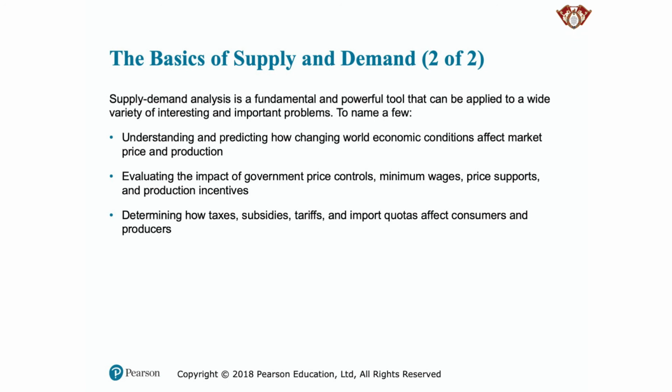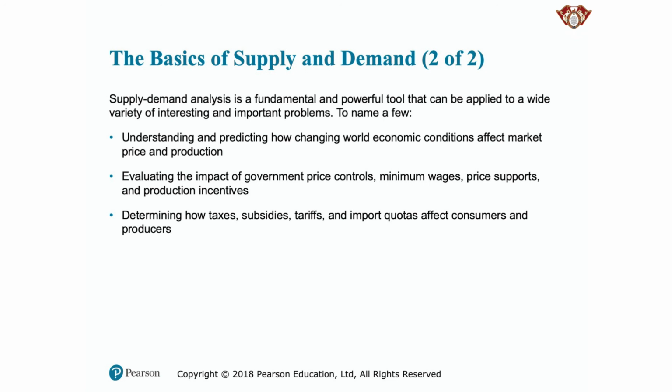Second, evaluating the impact of government price controls, minimum wages, price support, and production incentives. For example, minimum wage legislation leads to an increase in supply but a decrease in demand, so an unemployment problem happens, right? Severe. It's a really easy thing, but lots of people ignore the prediction of this kind of simple model, right?